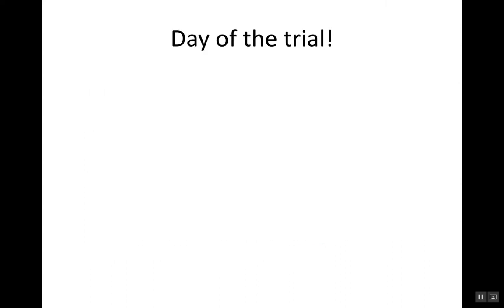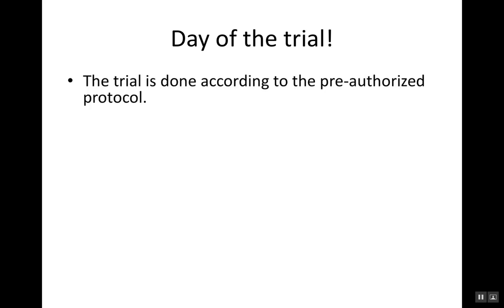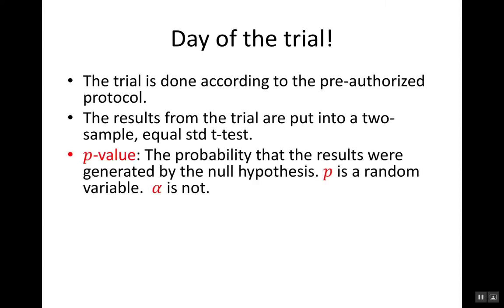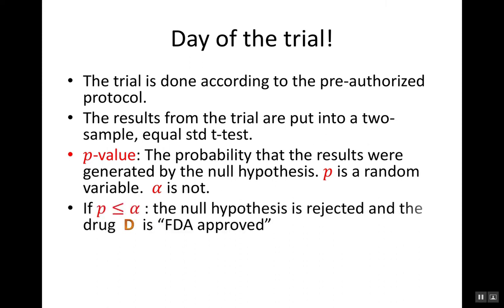Finally, we get to the day of the trial, or the weeks of the trial. The trial is done according to the pre-authorized protocol. Then the results from the trial are put into the two-sample equal standard deviation t-test. And the p-value that is calculated is the probability that the results were generated by the null hypothesis. Remember, p is a random variable and alpha is not.